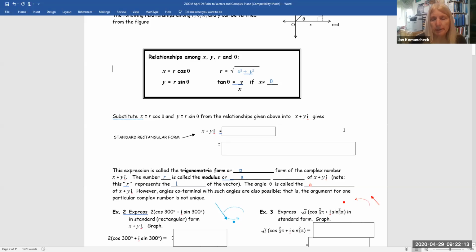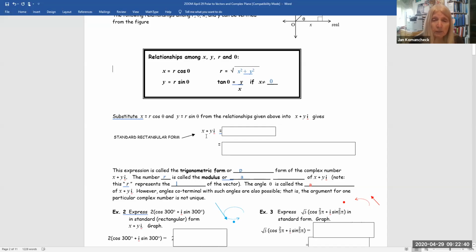For the same thing, and this is on your quiz for Friday, that I'm going to release today, you're going to have to use some of these same relationships on your quiz as we are doing now. So even though you're not being quizzed on it, it's a good helpful review. If I give you x is equal to r cosine theta and y is equal to r sine theta from relationships given above, how can I write x plus yi in another form?